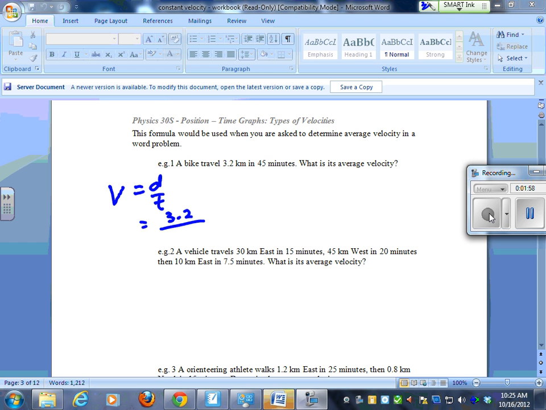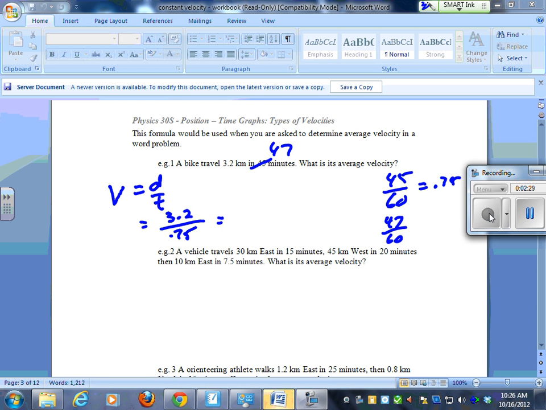What if it wasn't 45 minutes? What if it was 47 minutes? Because it's not always going to be nice like 45. What would you do? Well, what we really did was take 45 divided by 60 to get my 0.75, right? So if it's 47, you're just going to take 47 divided by 60. It's 47/60ths of an hour.